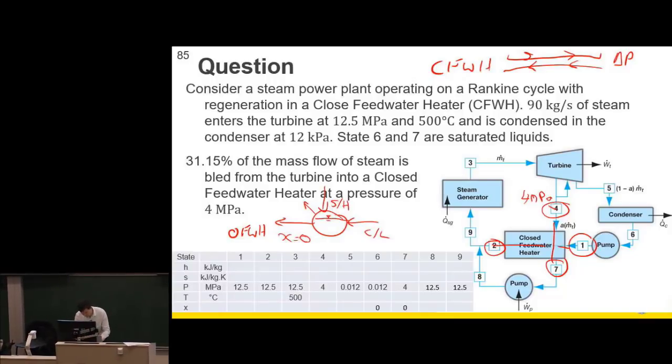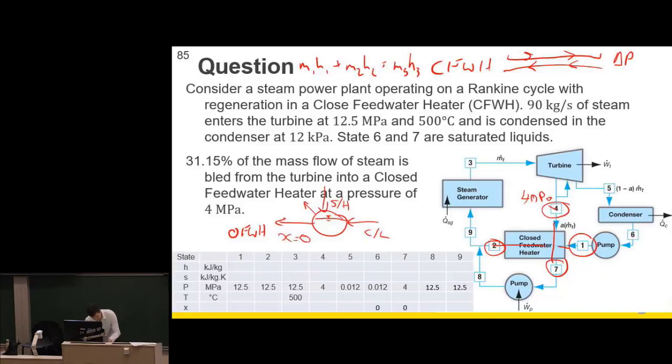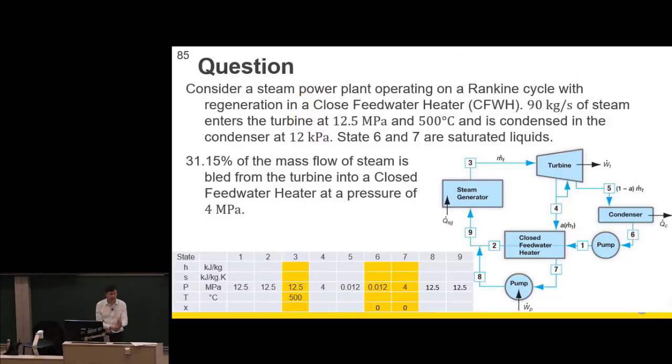So what's the rule for a heat exchanger? Our rule for our open feed water heater was we had two mass flows in, so it was going to be mass 1 H1 plus mass 2 H2 equals mass 3 H3, right? That was for our open feed water heater. Now we've got two inlets and two outlets. So what's our rule for a heat exchanger? Heat lost by one is equal to the heat gained by the other. I like that.